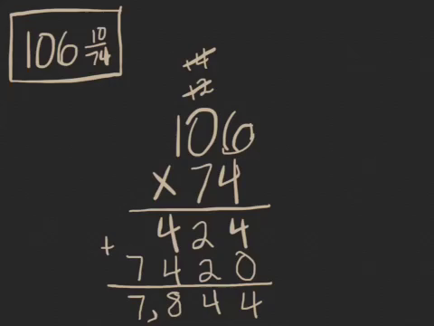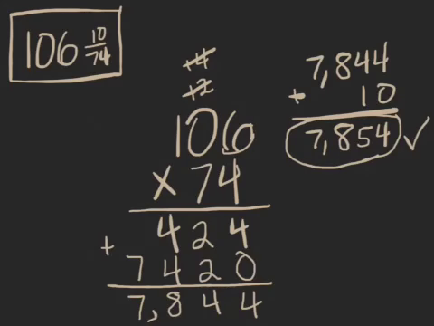7,844. But wait, that's not our dividend. That's okay though, because our remainder was 10. So if we tack on that remainder, we should get our dividend. And we do. Check. So our answer is 106 and 10 74ths. See if you can reduce that fraction for some bonus points. And that's it for the lesson for today.